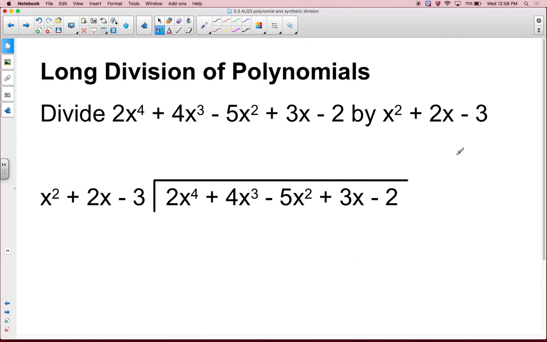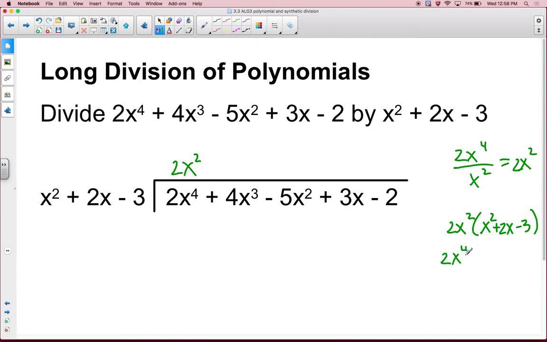Okay, so again, we will start it out by doing 2x to the 4th over x squared. We get a 2x squared. Put that up top, 2x squared. We multiply this in, 2x squared times x squared plus 2x minus 3. I distribute that in, and I get a 2x to the 4th plus 4x cubed minus 6x squared. Okay, so you have to make sure that you multiply it to the entire divisor. Put this in parentheses, and I'm going to subtract this whole thing out.